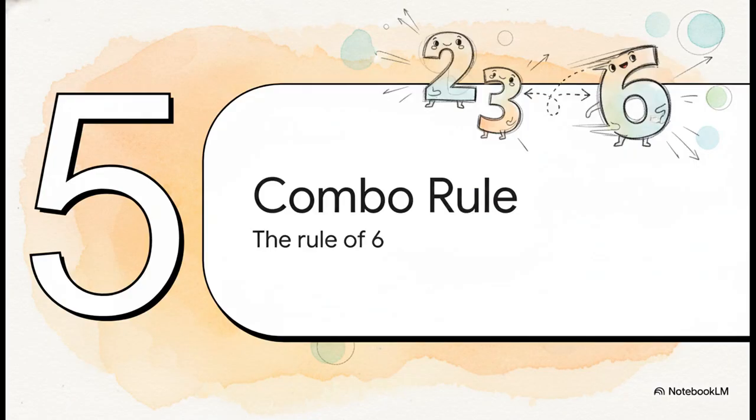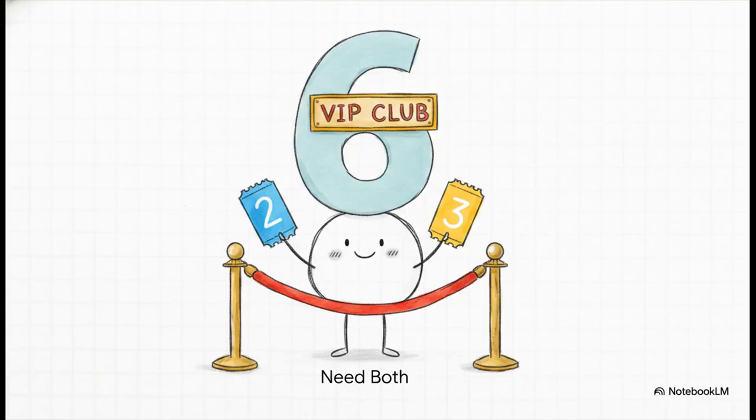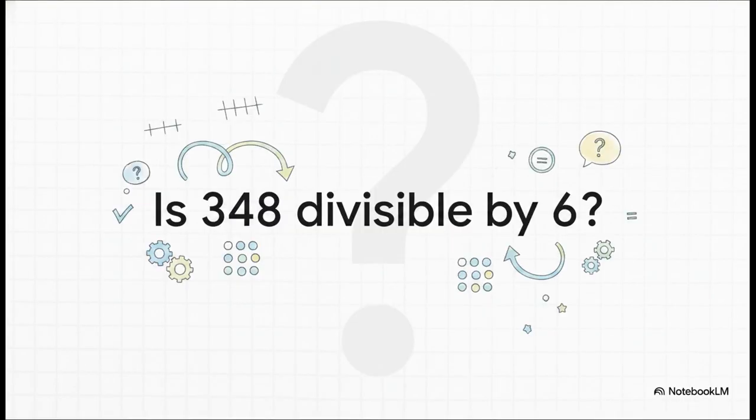Here we go. Section 5, the ultimate combo rule. The rule of 6. I call this a combo move because 6 doesn't actually have a unique rule of its own. It borrows from its friends. Since 2 times 3 equals 6, their divisibility rules team up. To pass the rule of 6, your number has to pass both the rule of 2 and the rule of 3 at the exact same time. It's kind of like trying to get into a VIP club where you need 2 separate tickets to get through the door.